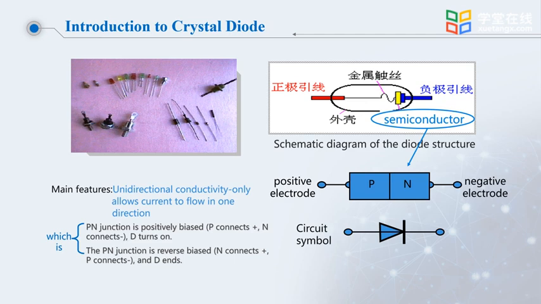In a circuit, a diode is usually represented by the following circuit symbol. This side is the positive pole, this side is the negative pole. When the p-n junction is forward biased, the direction indicated by the arrow is the direction of the actual current. Next, we will introduce why crystal diodes have unidirectional conductivity. Before introducing its characteristics, we need to know some basic knowledge of semiconductors.